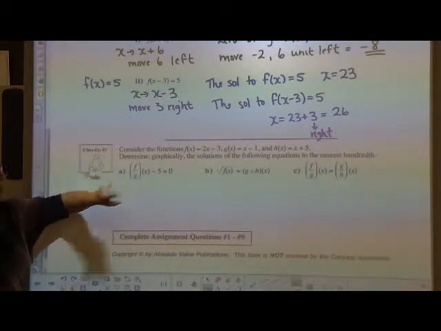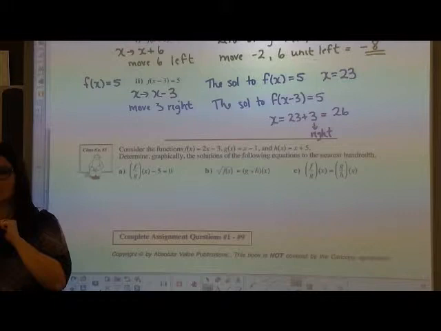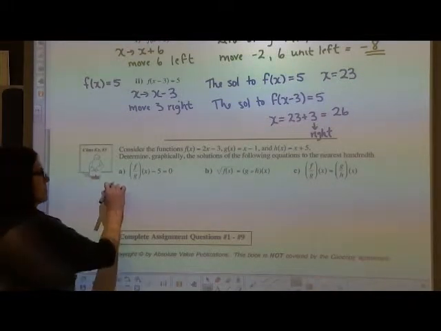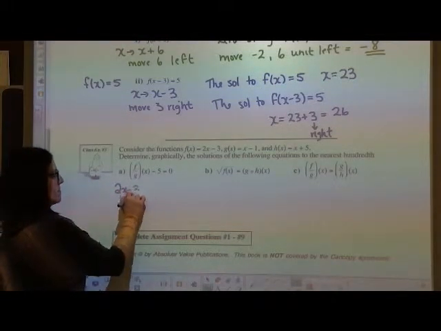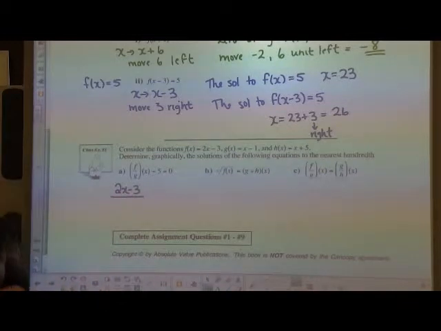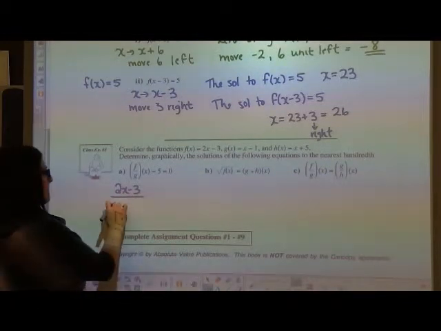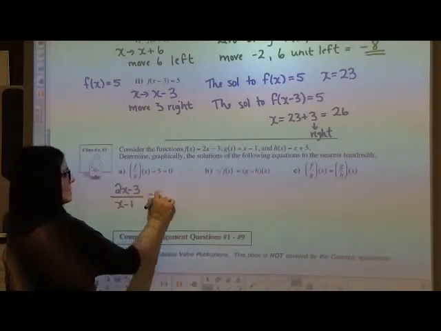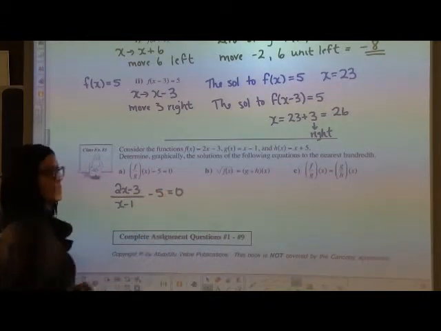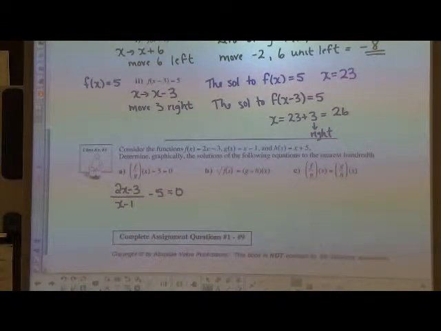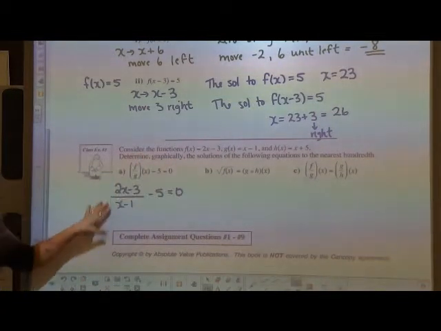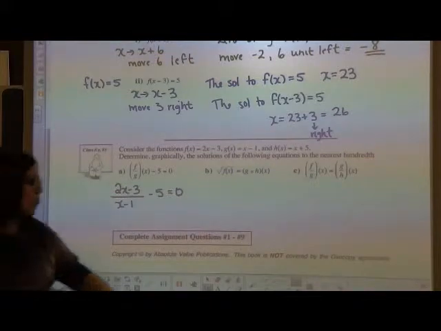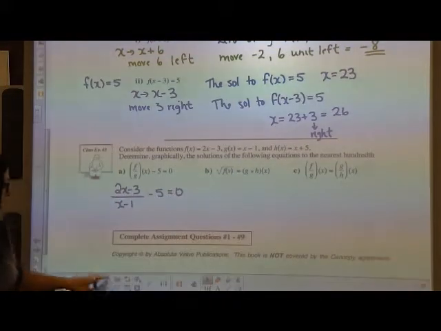So what is f of x? 2x minus 3. And what is g of x? X minus 1. There's my equation. And then what I'm going to do is put this equation into the calculator and find the 0. So when I put this equation in the calculator, I have to be careful.